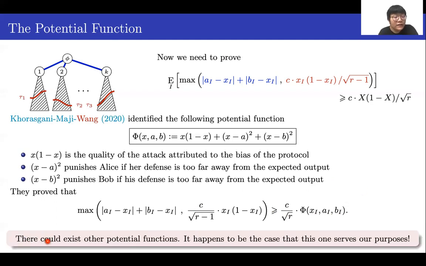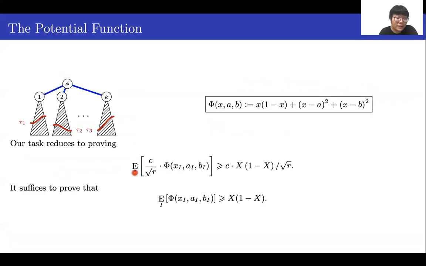So we stress that there could exist other potential functions. It just happens to be the case that this potential function serves our purposes. So now we know that the maximum of this quantity is lower bounded by this. We just need to prove that the expectation of this c over square root of r times the potential function is greater than our goal. So note that the c over square root of r appears on both sides. So it suffices to prove that the expectation of the potential function is greater than x times 1 minus x.